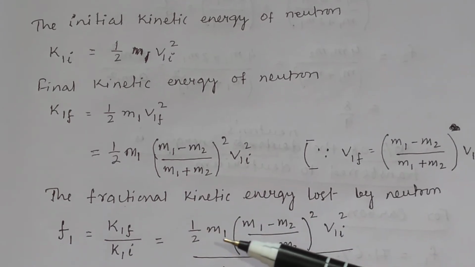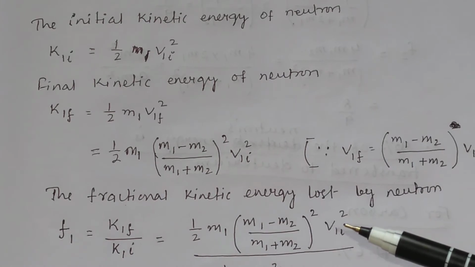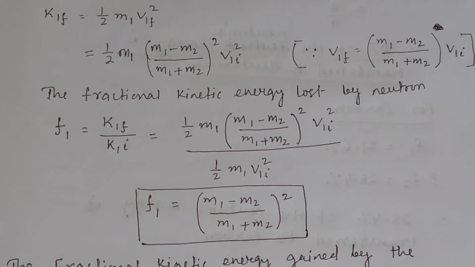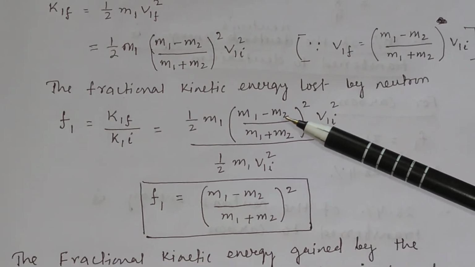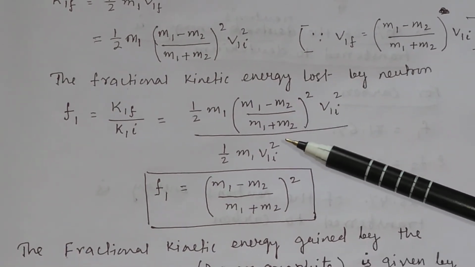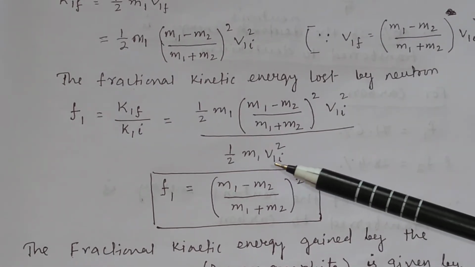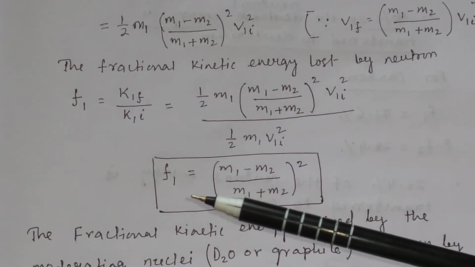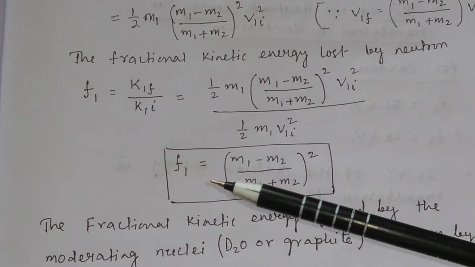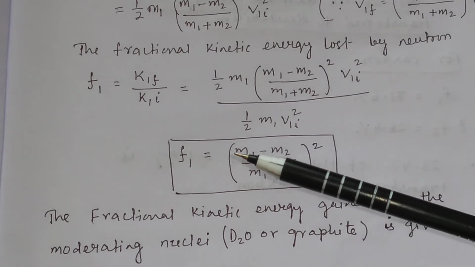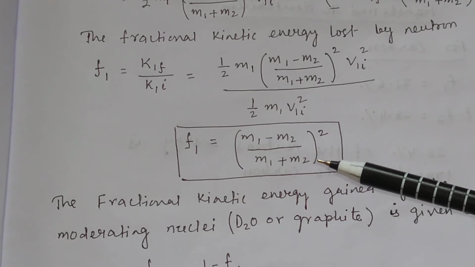K1f is equal to half times ((m1 minus m2) divided by (m1 plus m2)) whole square into v1i square, divided by half m1 v1i square. So if you take the calculation here after solving, m1 cancels, half cancels, v1i square cancels. So f1, that is the fractional kinetic energy lost by the neutron, is equal to ((m1 minus m2) divided by (m1 plus m2)) whole square.